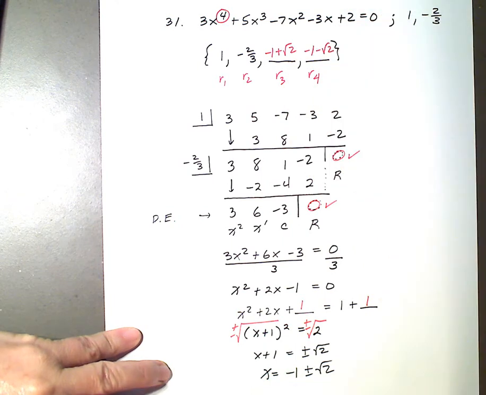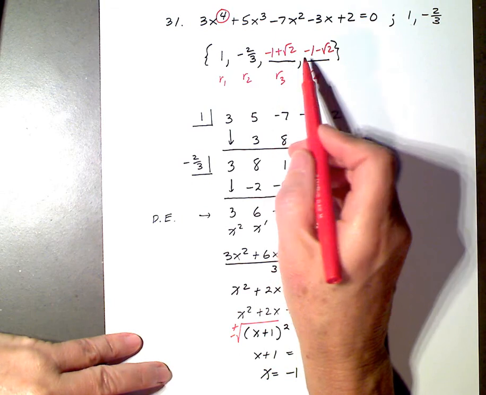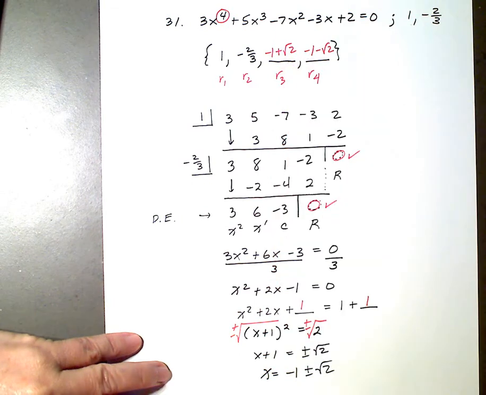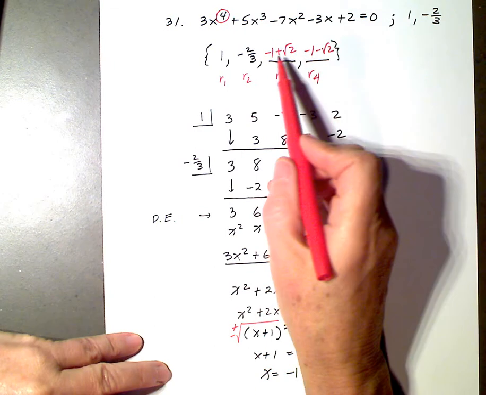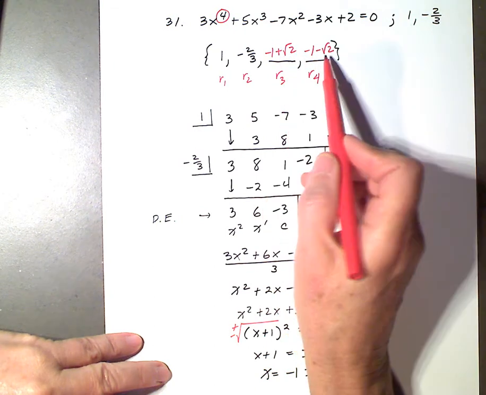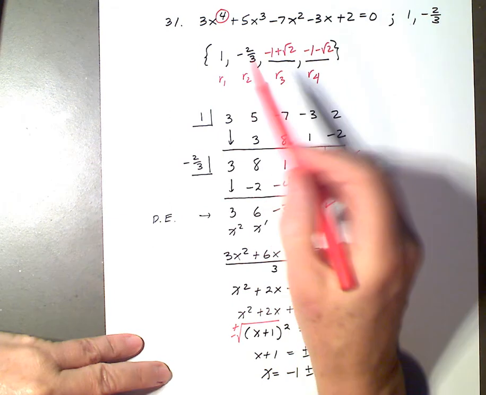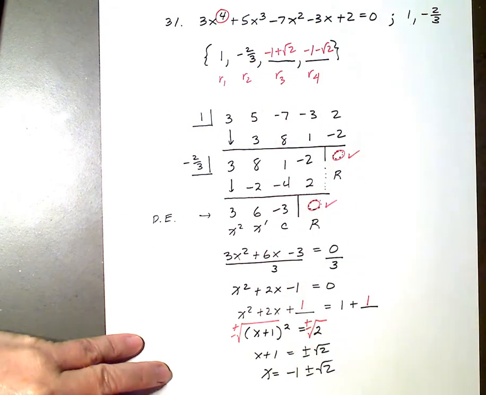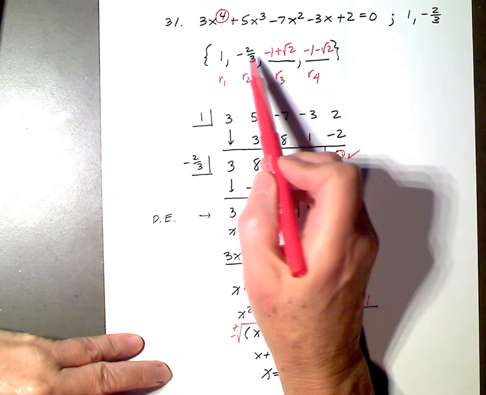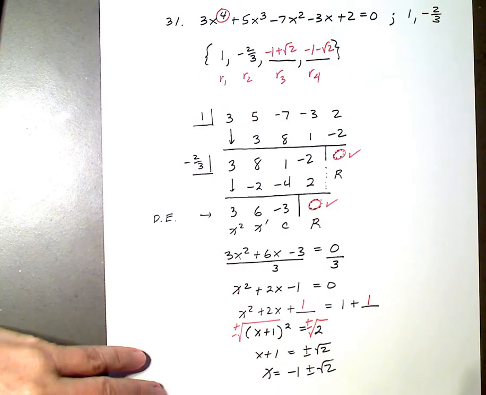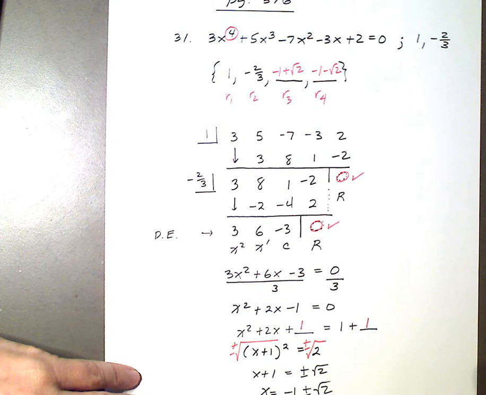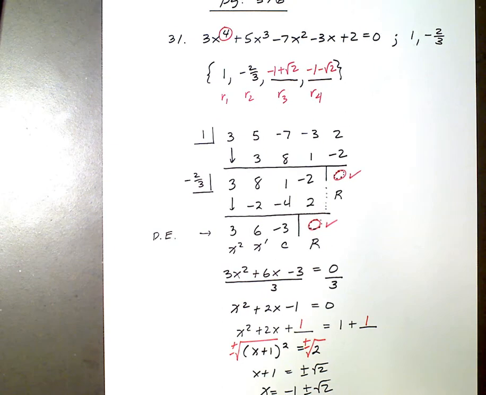And those can be approximated. You can get a good decimal approximation of where those are on the x-axis. This is about positive 0.4, and this is about negative 2.4, and 1 and negative 2/3 are other places the graph of that equation will cross the x-axis. So that's finding roots.